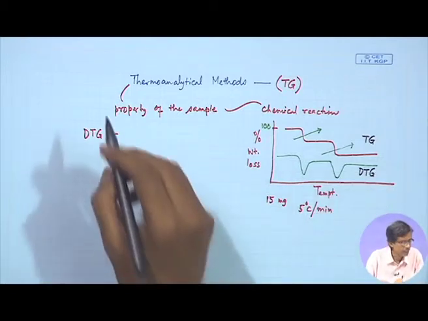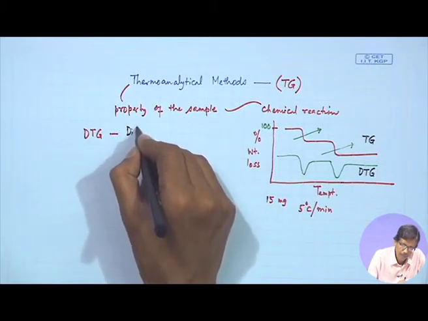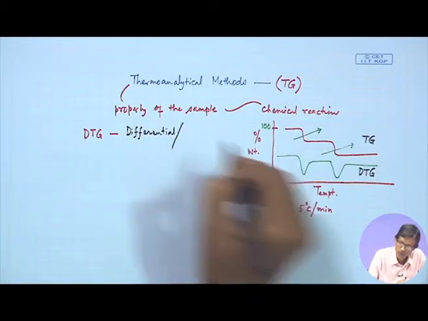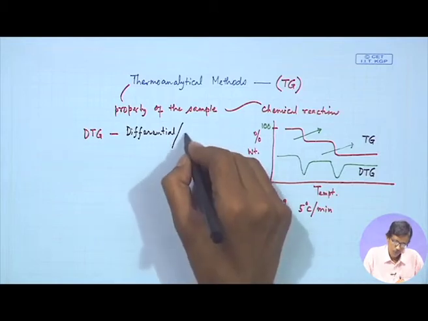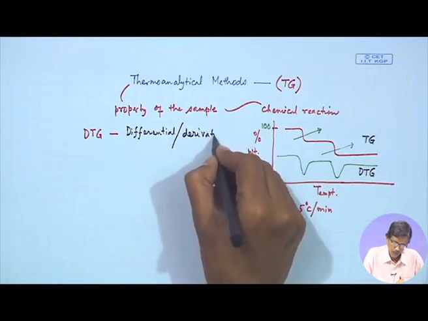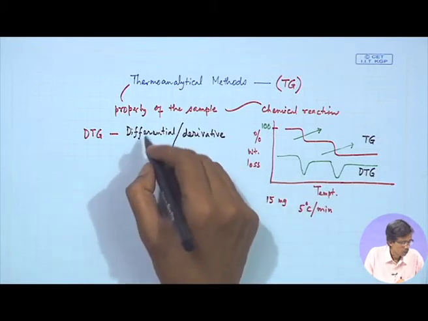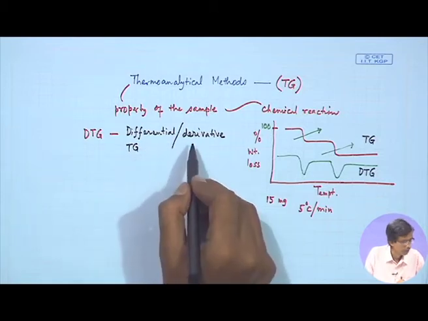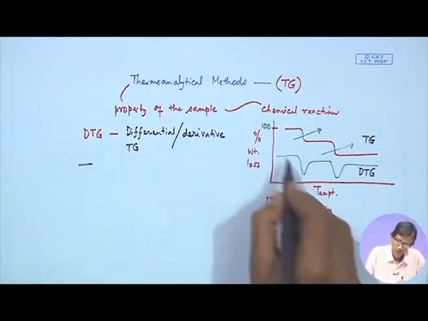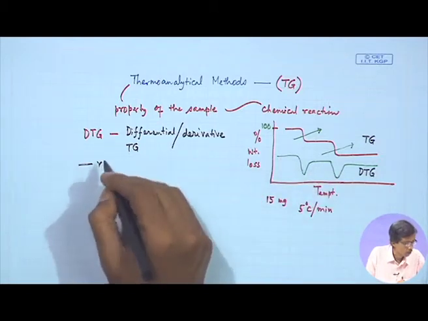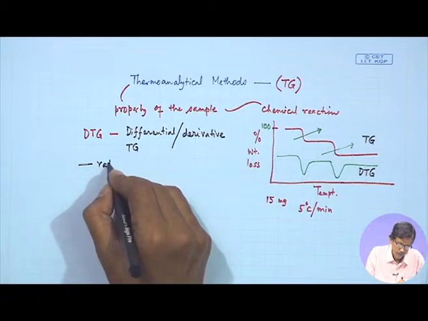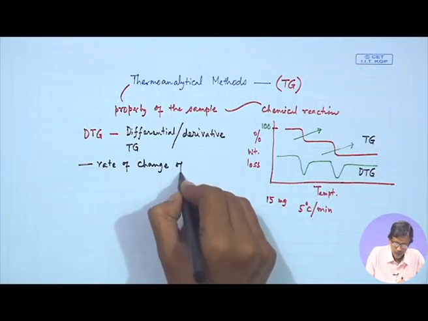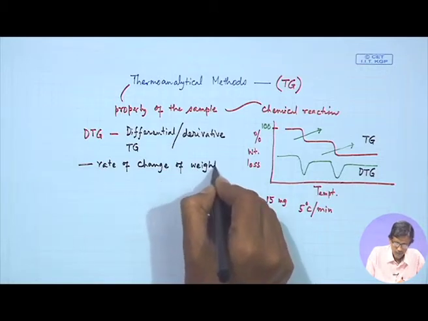So, in this particular DTG, which we call the differential or derivative plot for the thermogravimetric analysis, differential thermogravimetry or derivative thermogravimetry, we basically monitor the rate of change of weight.